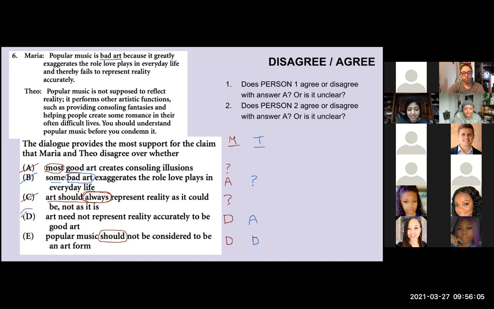Does that make sense? Does anyone have any questions about this one? Did everyone understand all of the answer options and why we crossed them out? Are you speaking, Sky? I think you might be muted. Okay. Sounds good. Okay, moving on.